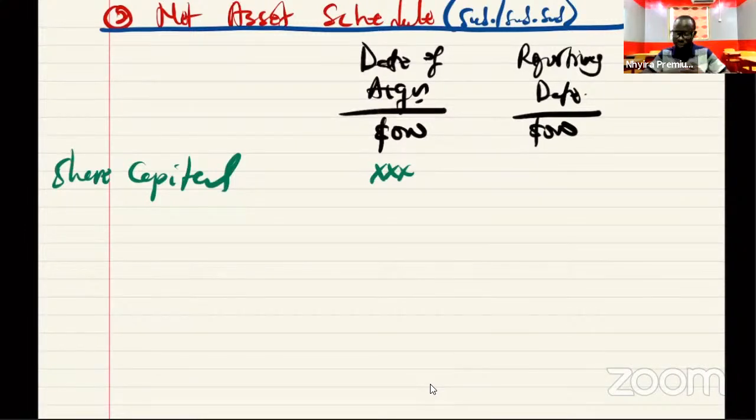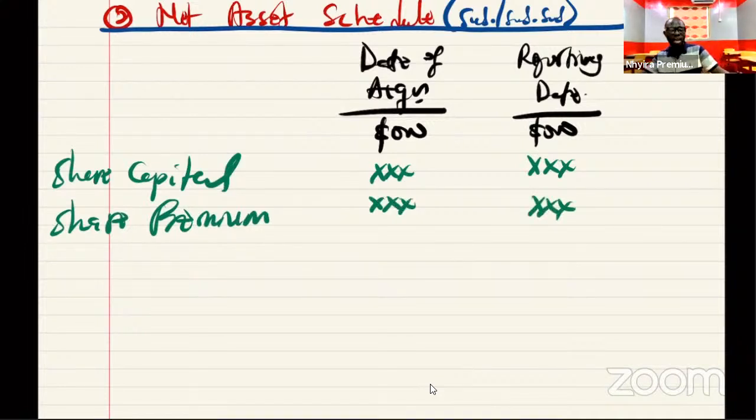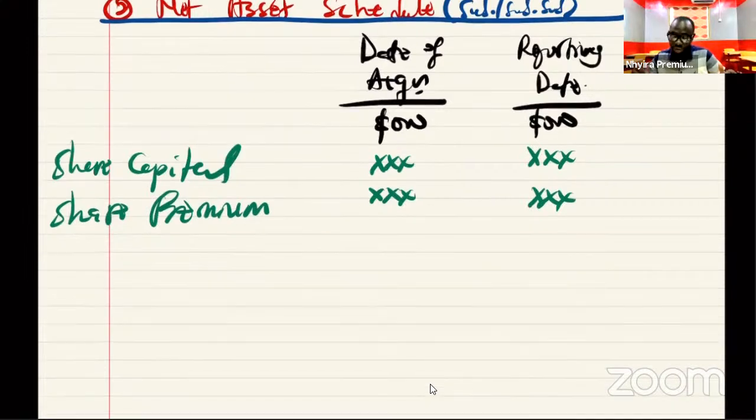So we bring in the share capital at the date of acquisition and at the reporting date. Then we bring in any share premium they are having. Now, usually after we gain control of an organization, they may not issue any new shares. Hence, the stated capital at acquisition and at the reporting date will be the same thing.